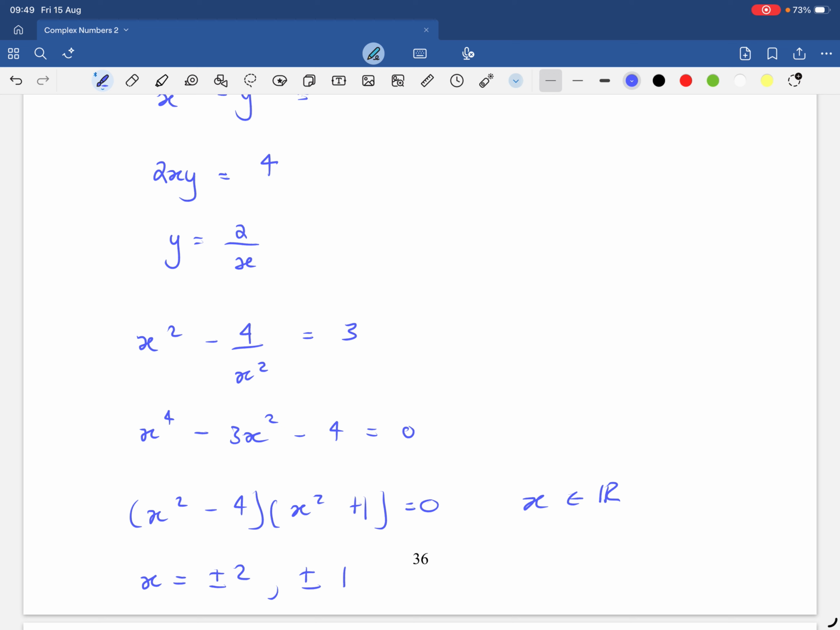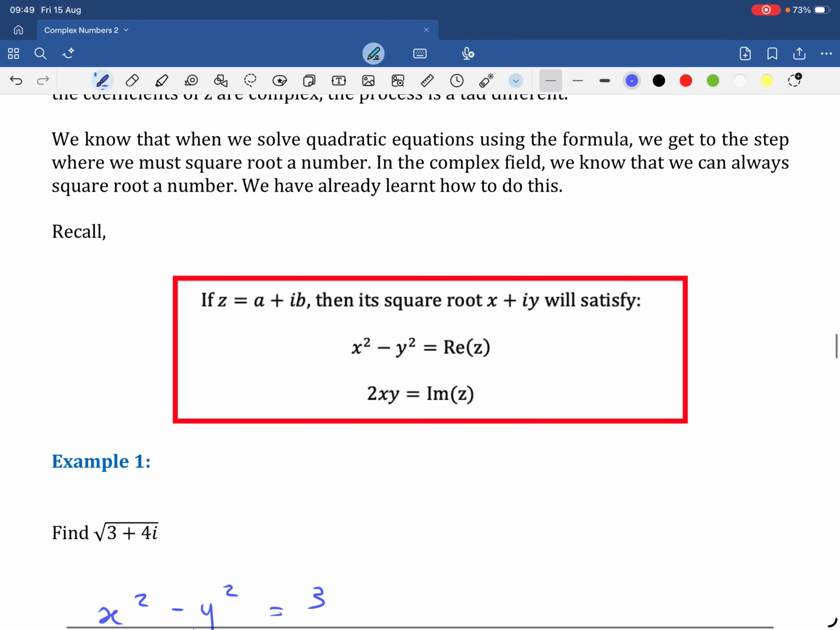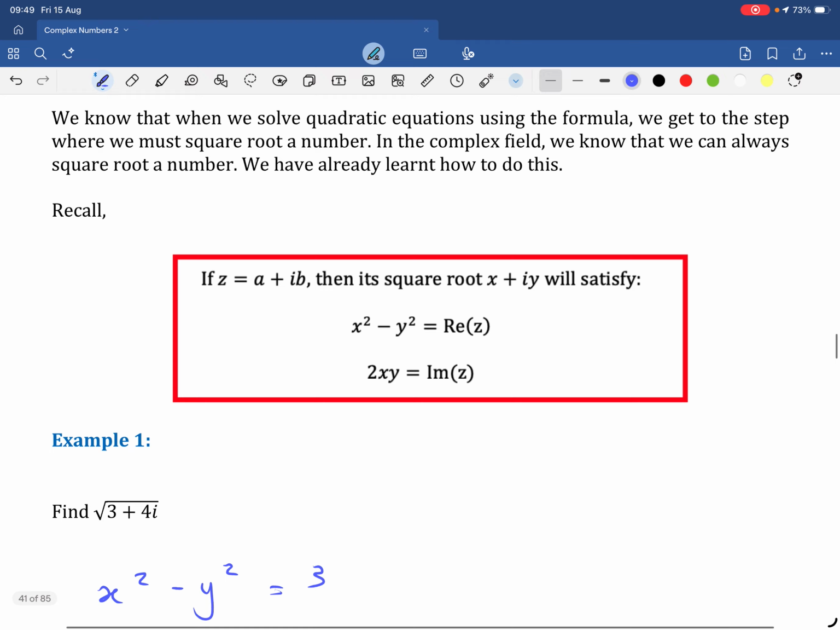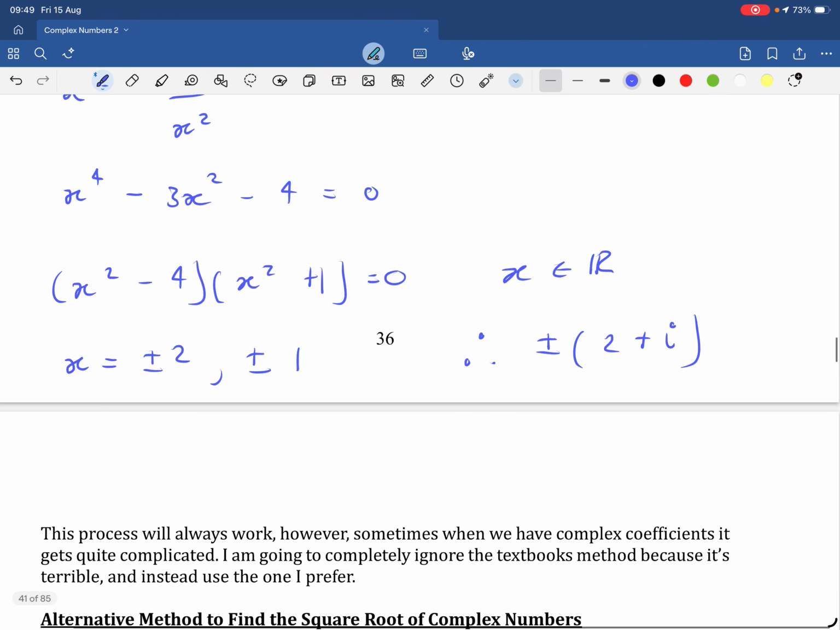I'm going very fast through that because there's already a whole video on this example. So this is plus or minus (2 plus i). Now that's all well and good, but there is a much faster way of doing this. This method will always work, and I always draw back upon it. These formulas are very easy to remember, but it's not as easy when the coefficients are more complex and we have to use the quadratic formula, for example.